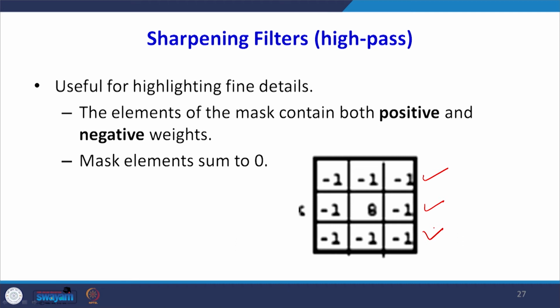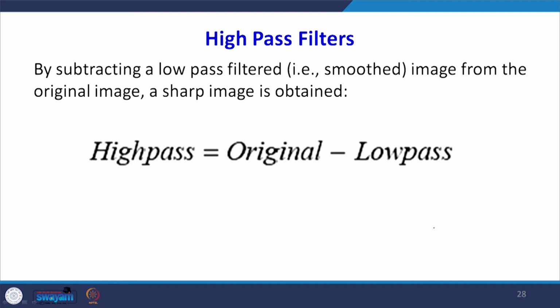So this is the kind of principle, the philosophy, which we have to use while we are designing the sharpening filter: that the sum should be equal to 0. Now, by subtracting a low pass filter image from the original image, a sharp pass filter is obtained. So it is just opposite in nature to the low pass filter.